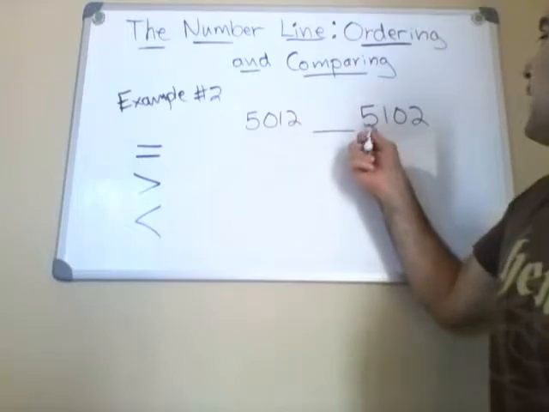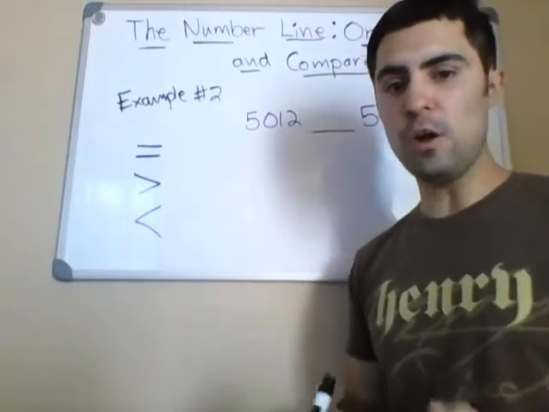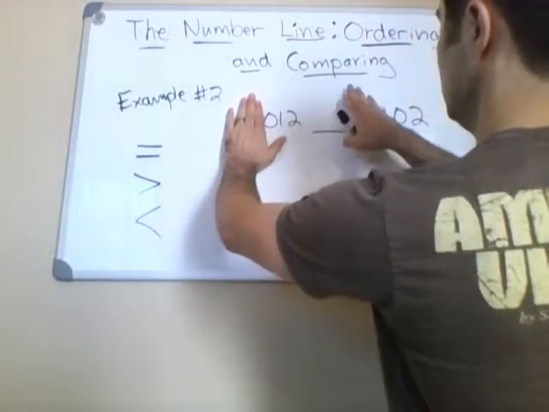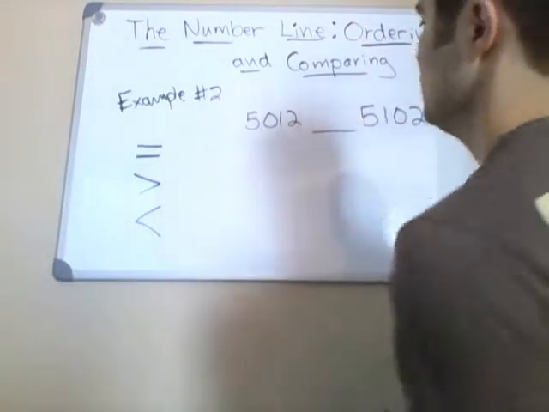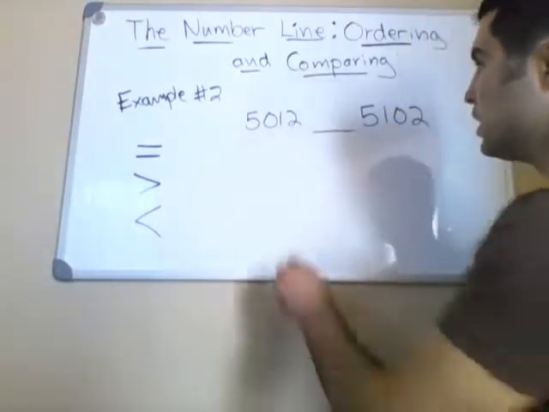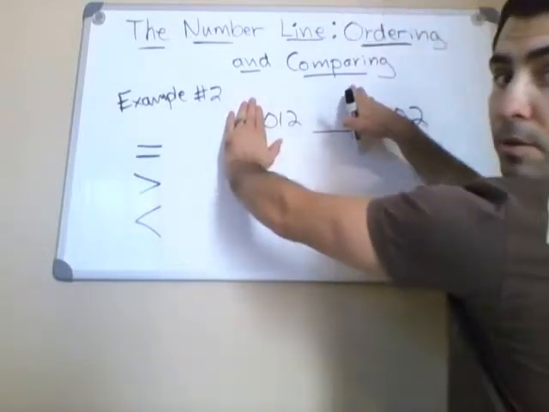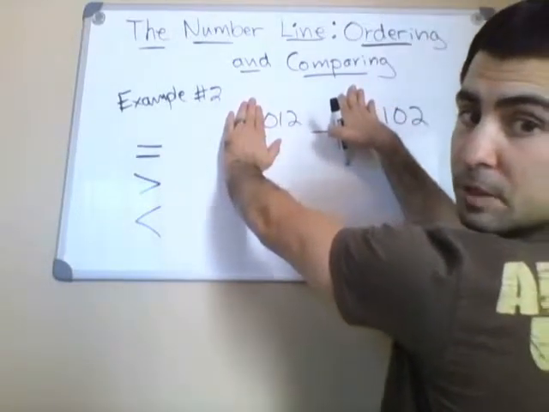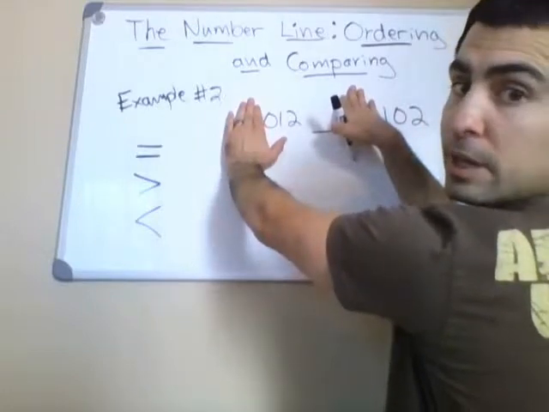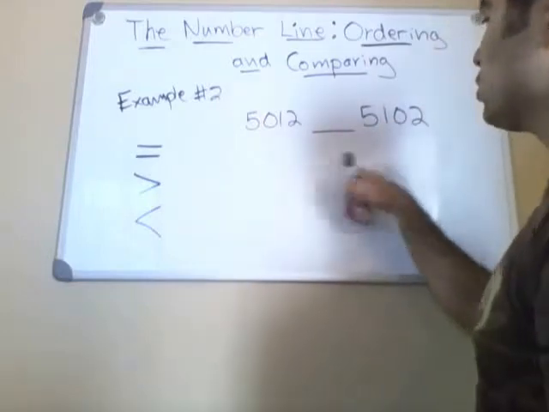5,012, 5,102. Well, this is $5,012. Let's cover up the 5 right there. If you have the same number of digits in each number, you can cover up the first digit in each number. I don't know if I'm blocking this. Can you see? So now we have 12 and 102. And clearly, 102 is larger than 12.